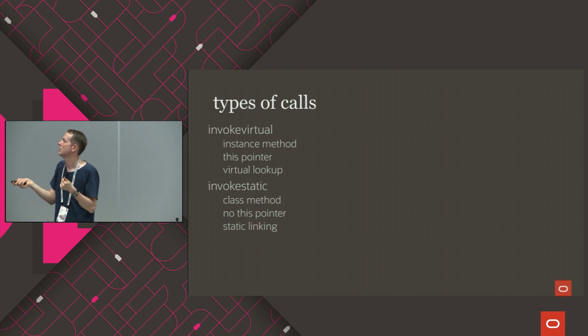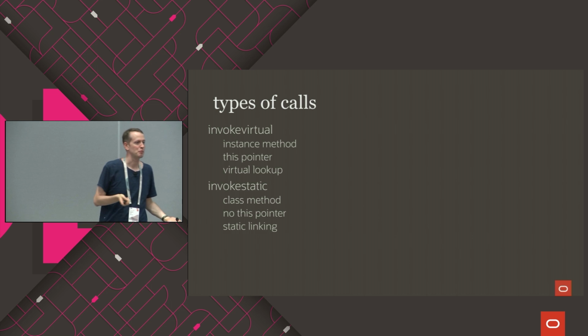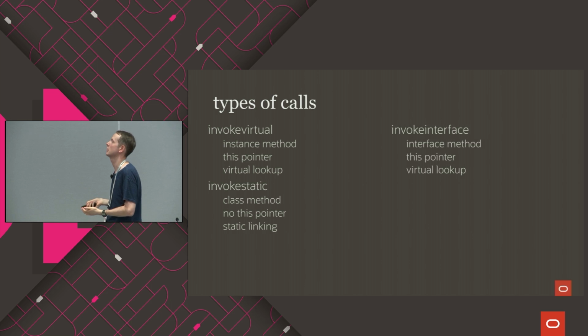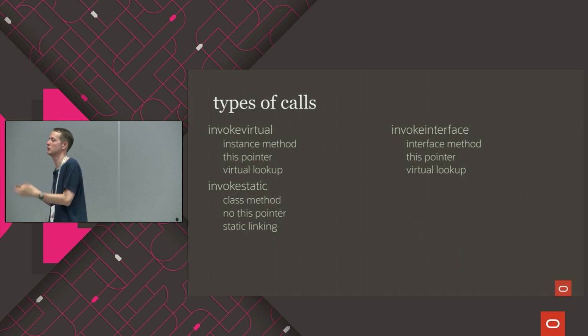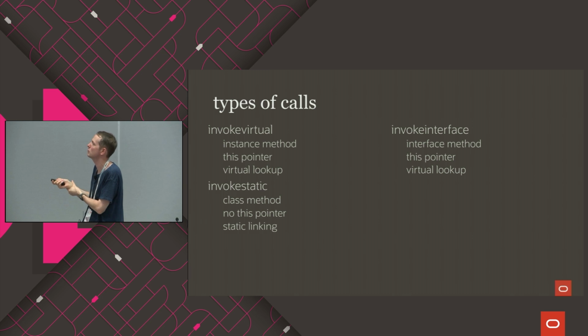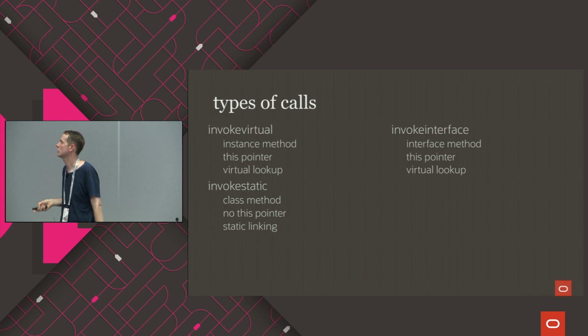Invoke static, there's static linking, so there is no virtual lookup. We know statically at compile time what method we're calling. That's how static invocation works, right? And nothing new, this is just the Java language. Invoke interface is basically just like invoke virtual, except we're calling an interface method as opposed to a regular virtual method, but it's more or less the same implementation. It's just more complicated underneath the covers. But again, just like invoke virtual, there's a this pointer, and we do a virtual lookup.